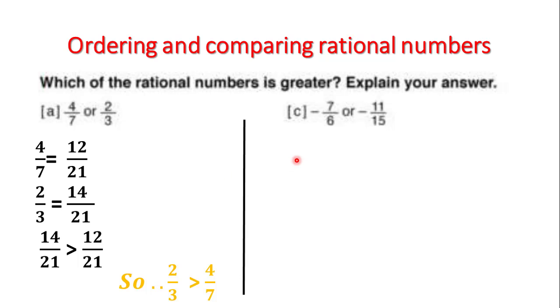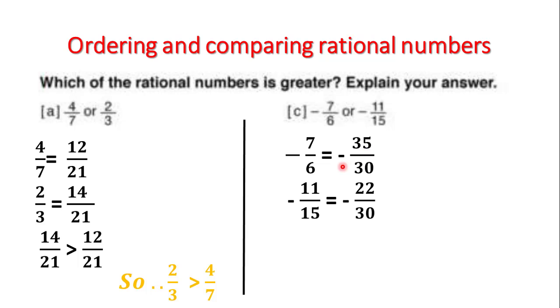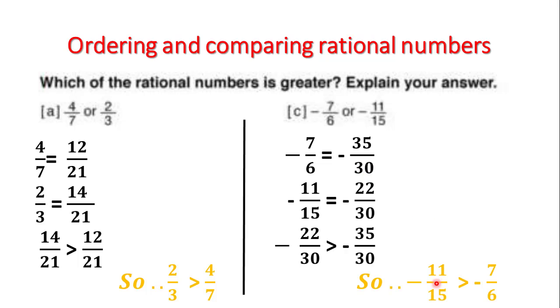Okay, the second one, negative 7 over 6 or negative 11 over 15. I can choose a common denominator of 30 because 6 multiply 5 is 30, 15 multiply 2 is 30. So the first one, negative 7 over 6, I multiply up and down by 5 to get 35 over 30. So here, negative 7 over 6 equals negative 35 over 30. Okay, the next one, negative 11 over 15, I multiply by 2. So negative 22 over 30. Look at here, negative 22 over 30 is greater than negative 35 over 30. It means that negative 11 over 15 is greater.